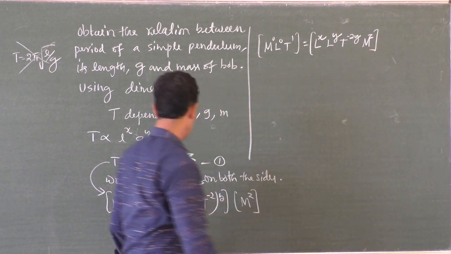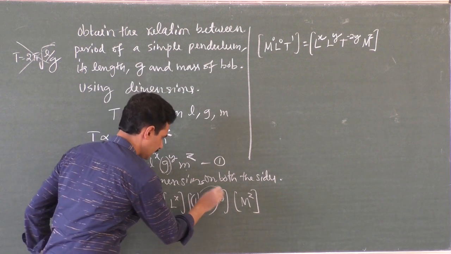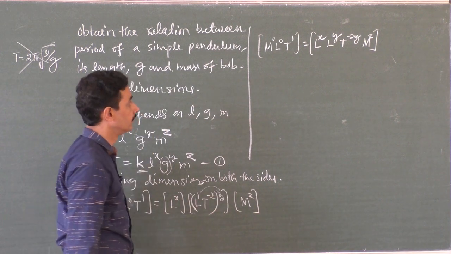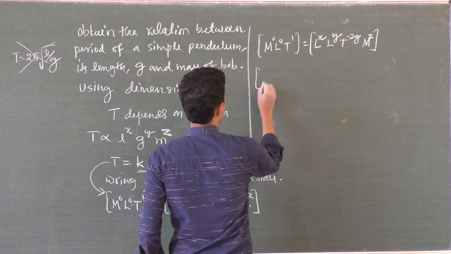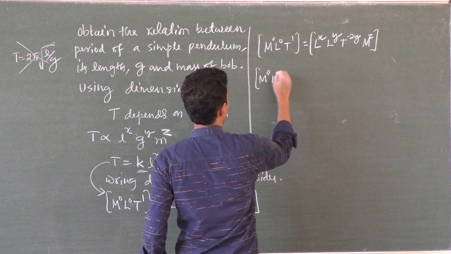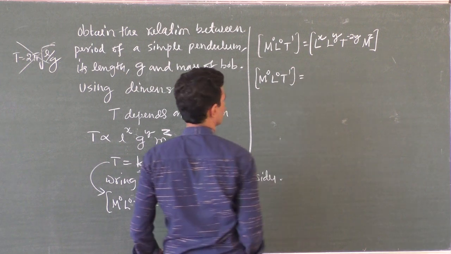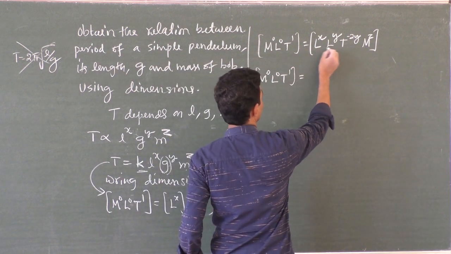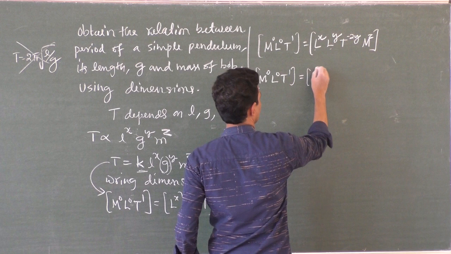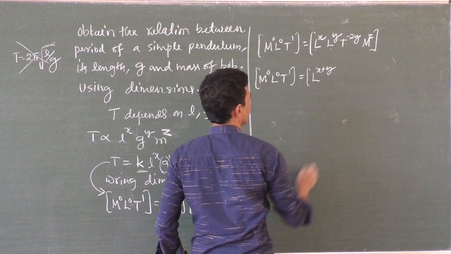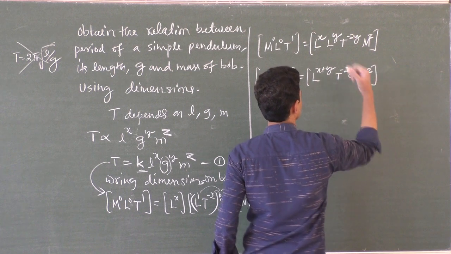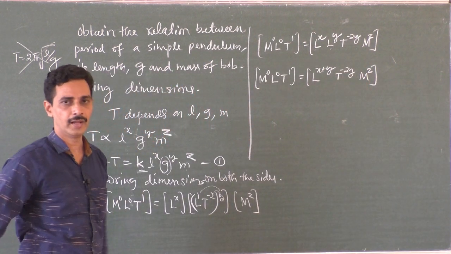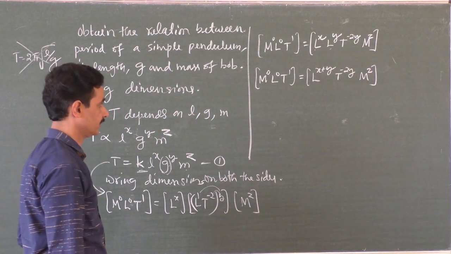Okay, L to the power x, L to the power 1 into y, minus 2 into y, and T to the power minus 2y, M to the power z. M naught, L naught, T to the power 1 is equal to L to the x to the power m into x to the power n, x to the power m plus n, L to the power x plus y, T to the power minus 2y, M to the power z. Okay, now compare the dimensions.